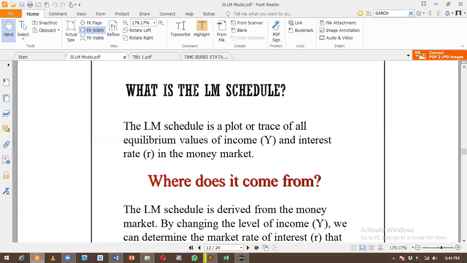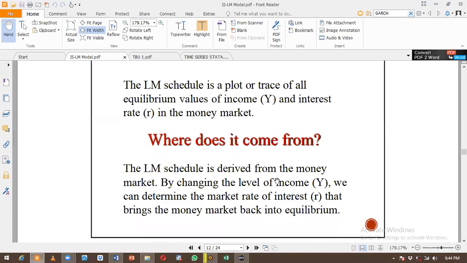So the LM schedule comes from the money market, and that is where we can get the LM curve. If we vary the level of income, there's a disequilibrium in the money market. Whenever there's a change in income, it is going to affect the money demand, which means there's going to be a disequilibrium. There will be excess demand for money over the supply of money.